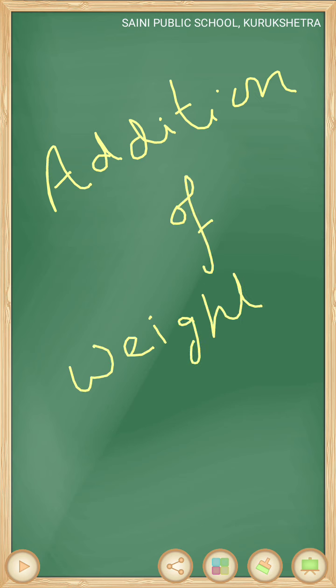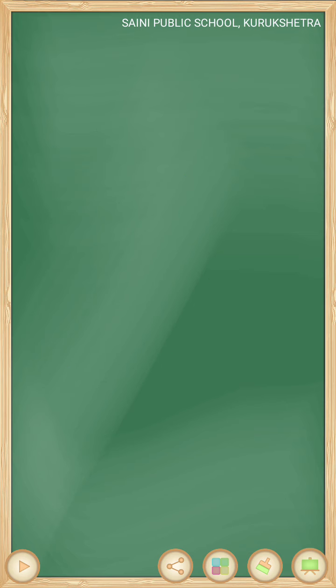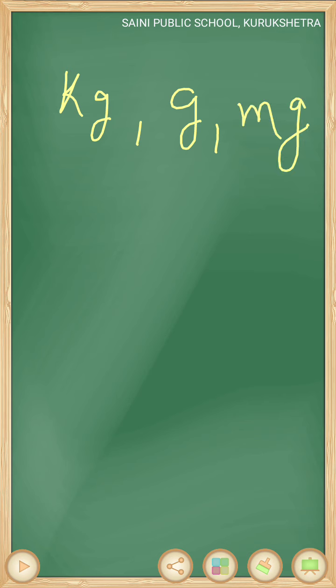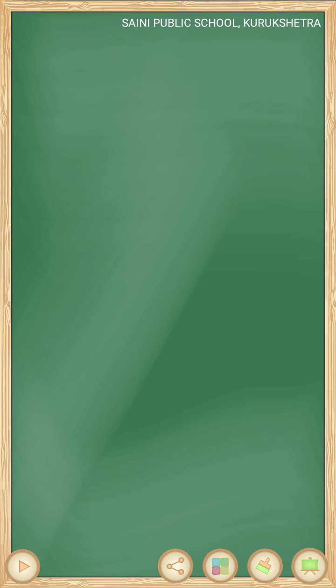We have already discussed units of weight. Today we will learn how we can add these units. We know that units of weight are kilogram, gram, and milligram. Now we will solve some questions related to these three units. Okay, so let us start with the help of some examples.